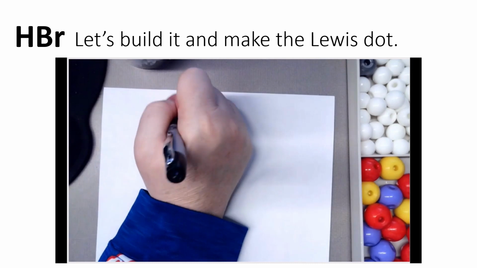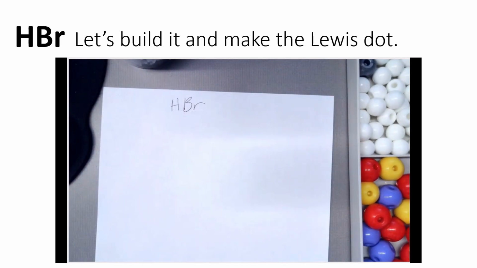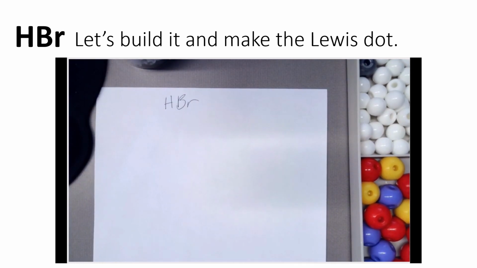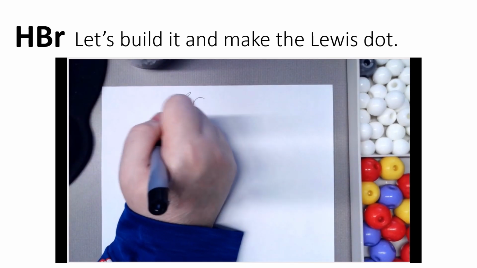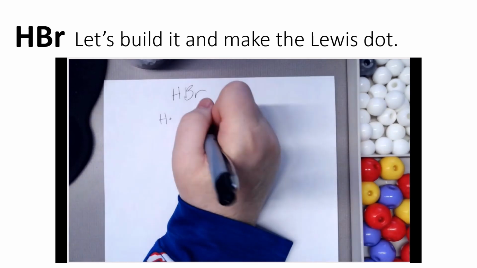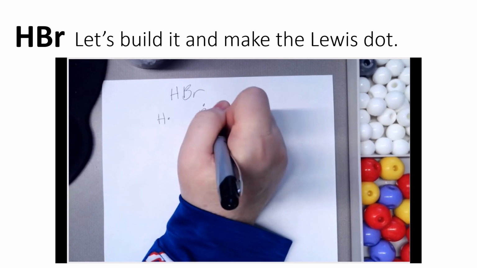All right, we're going to do another one. Are you ready? HBr. Okay. So I need H has 1 valence electron. Br has 7. 1, 2, 3, 4, 5, 6, 7.